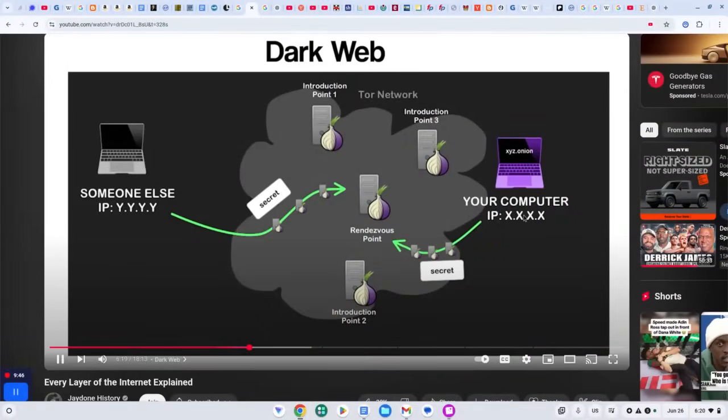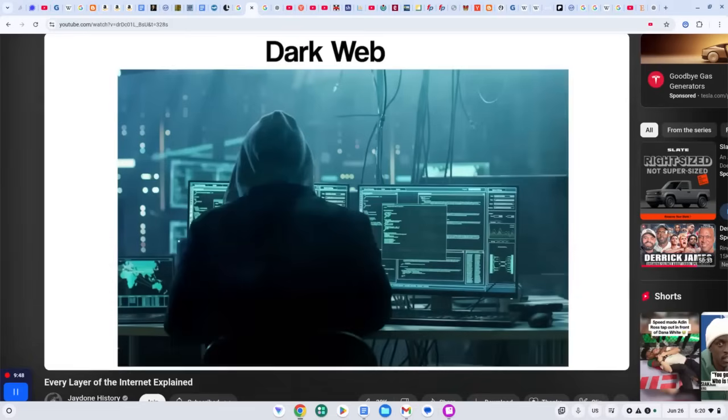The content found on the dark web is incredibly varied. On one hand, there are markets that trade in illegal goods and services, including drugs, firearms, counterfeit documents, and stolen data.